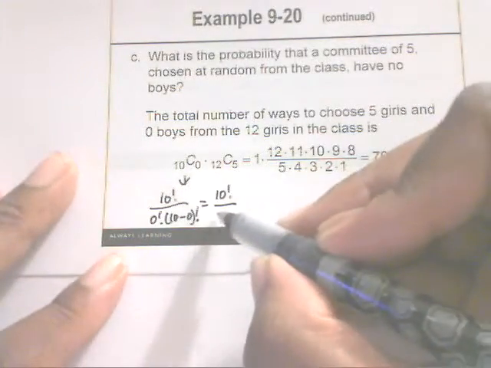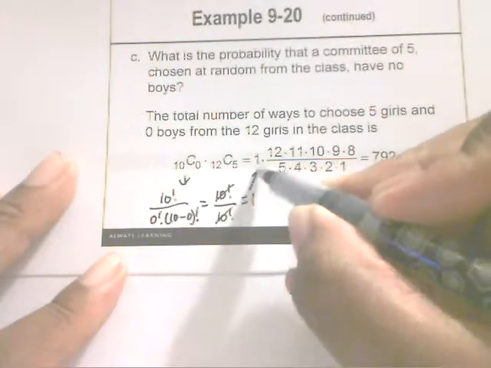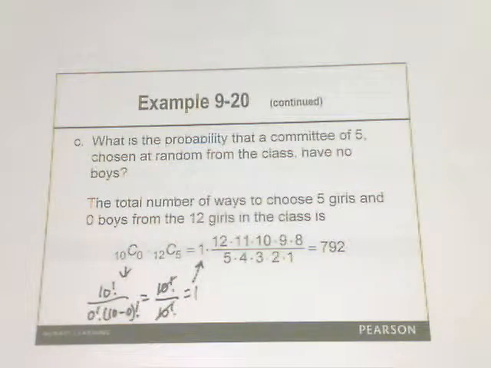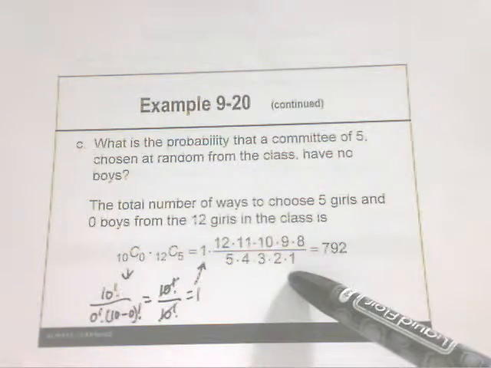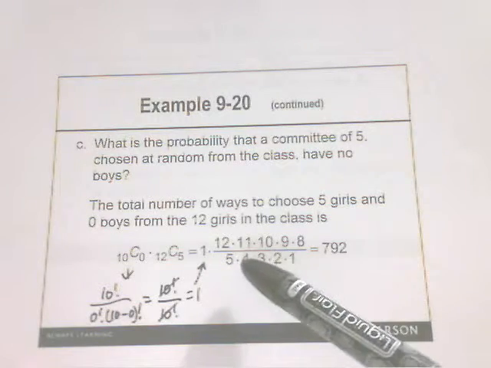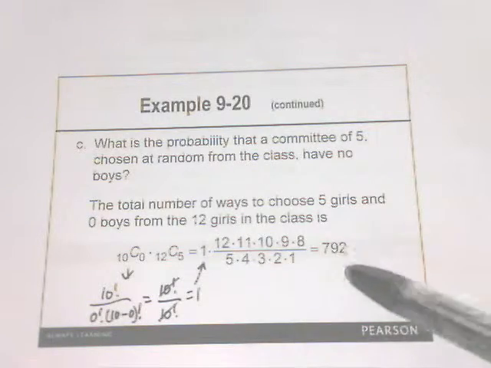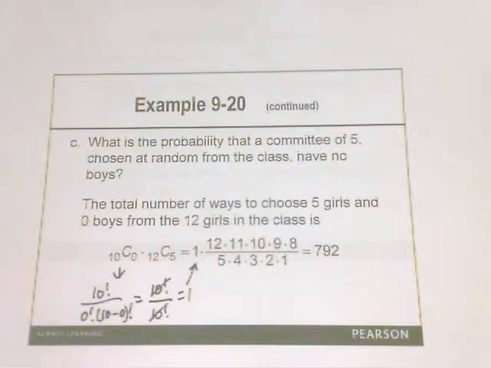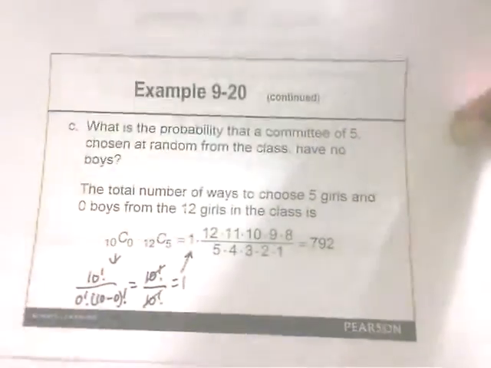10 minus 0 is 10, so that's 10 factorial. Divide that out, you're going to get the 1. That's where this 1 comes from. And we're choosing 5 girls from 12 girls, so 12C5. If you were to use that formula and expand this out completely and then do some cancellation, you get 792. So there are 792 ways that we can choose 5 girls and 0 boys from the 12 girls in the class.